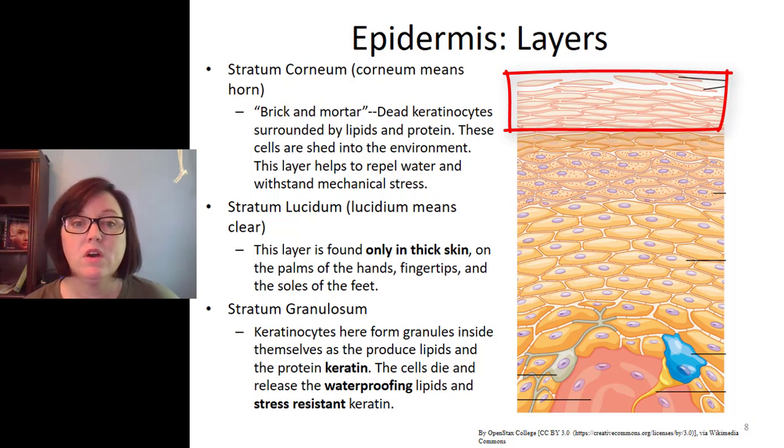What you have here are layers upon layers of dead keratinocytes. So these keratinocytes are dead, and they're surrounded by a mortar. So the keratinocytes are the brick, and they're surrounded by a mortar that's sticking them together, and the mortar is made of lipids and proteins and other compounds. These dead keratinocytes are shed into the environment, right? So this is one of the main contributors to dust in your house, right?